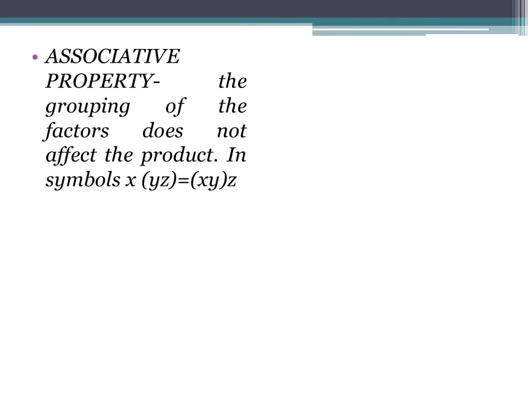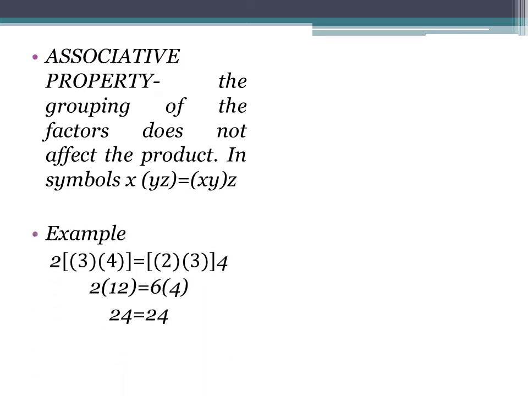Then we have the associative property of multiplication. The grouping of the factors does not affect the product. In symbols, x times the quantity of y times z is equal to the quantity of x times y, times z. For example, we have 2 times the quantity of 3 times 4 is equal to the quantity of 2 times 3, times 4.